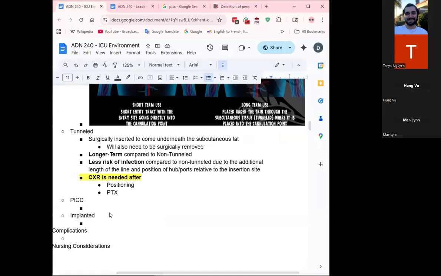So this PICC line is going to be there for short to intermediate therapy. Sometimes people are discharged with a PICC line so that they can do their antibiotics at home. So with this, there are a few different caveats that you want to consider. What are some things? Have you guys ever had a patient with a PICC line during clinicals?